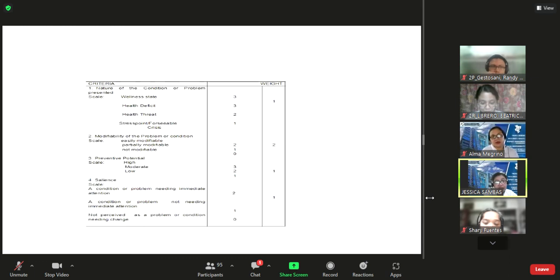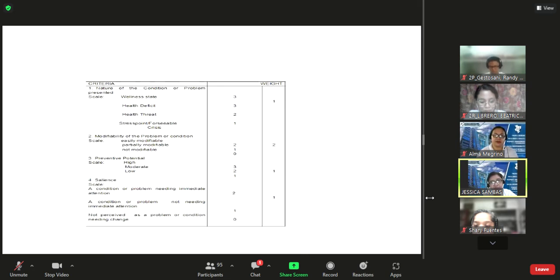It is a health threat, right? So, what's the score for health threat? Okay, based on the list, 2. Okay. So when we compute, you are going to get the actual score, which is 2, over the highest score, which is 3. And you multiply it with the weight. So, 2 over 3 times 1.